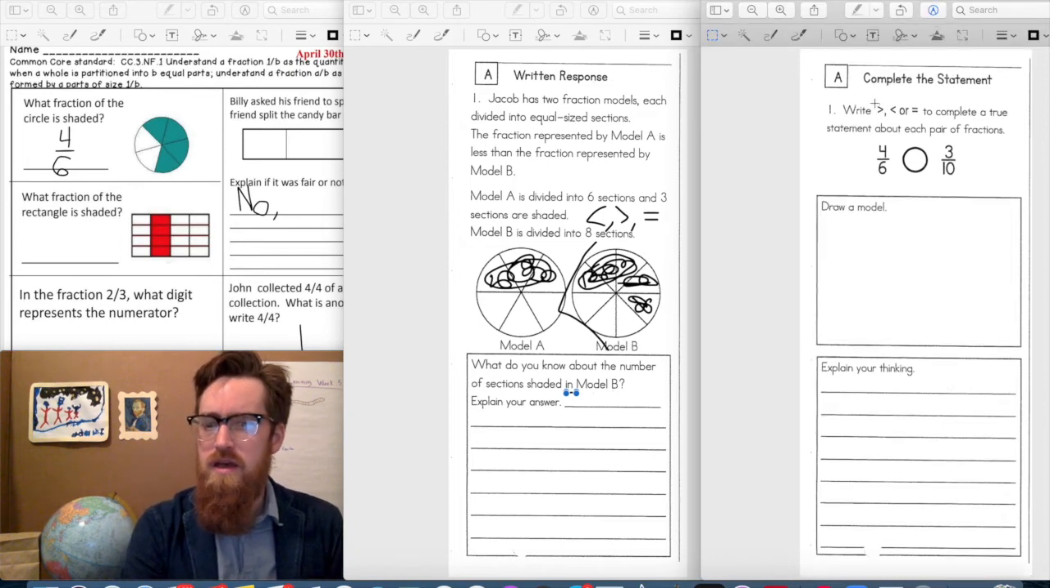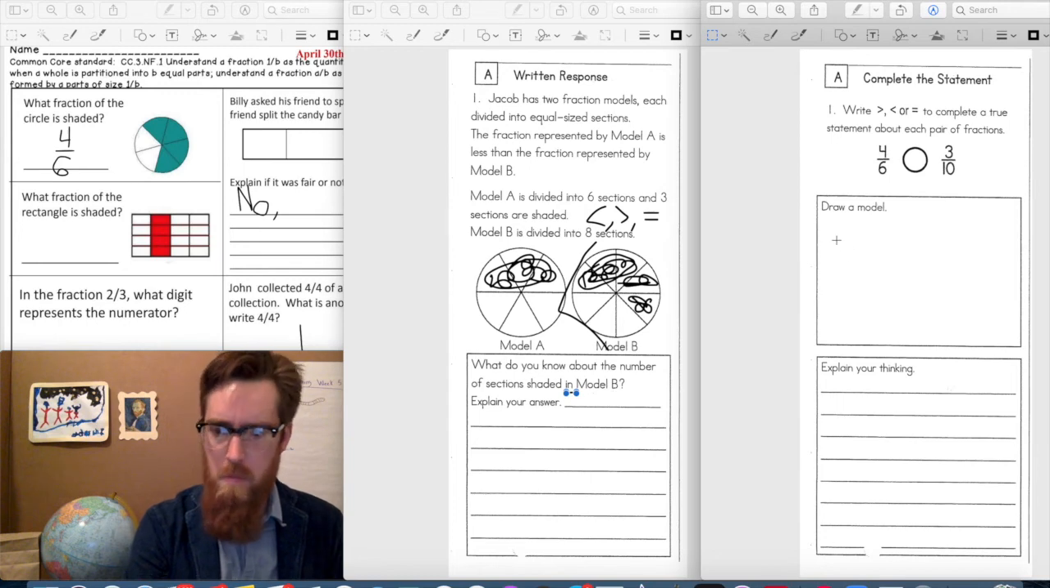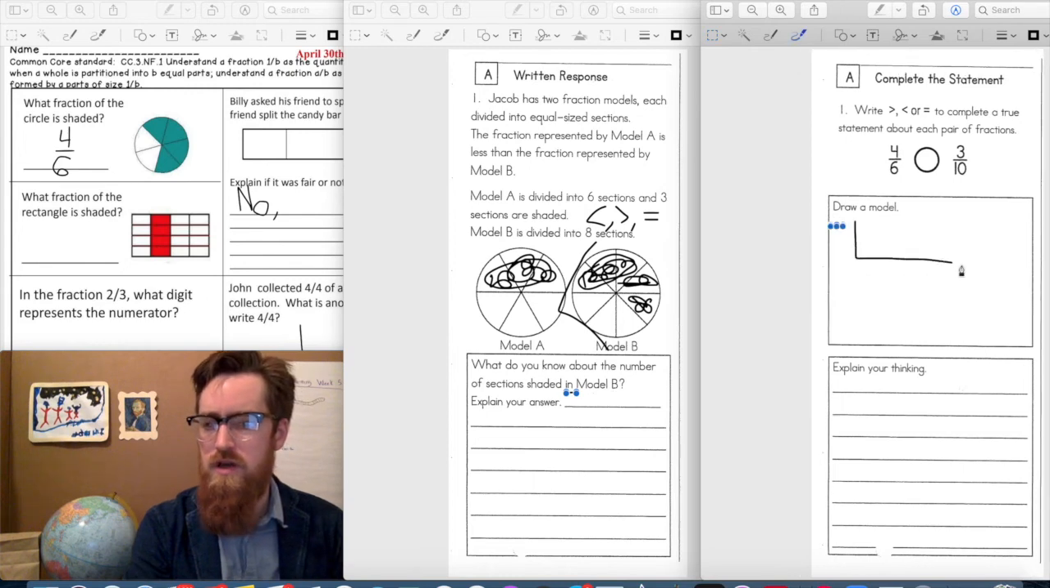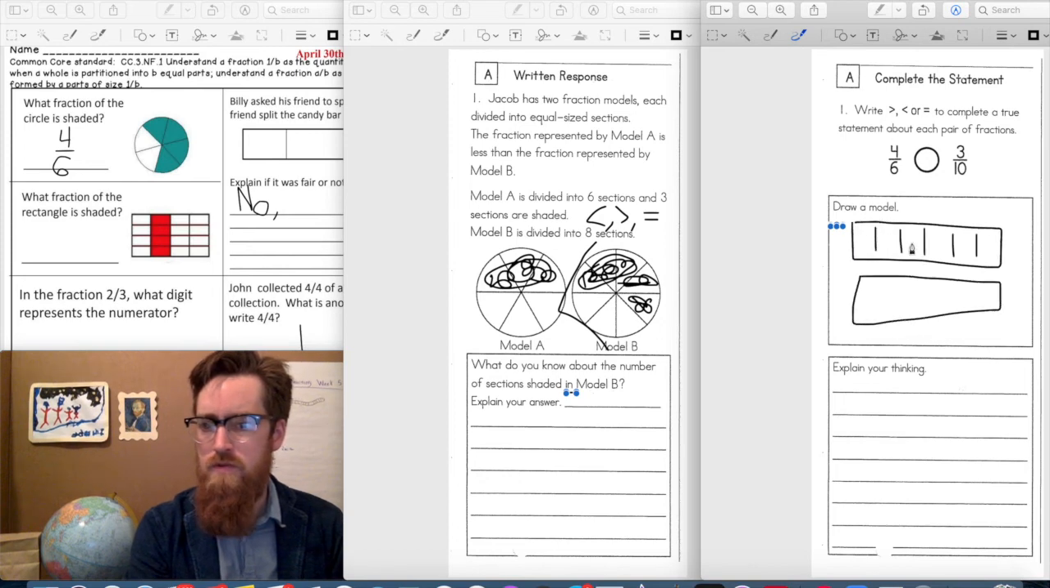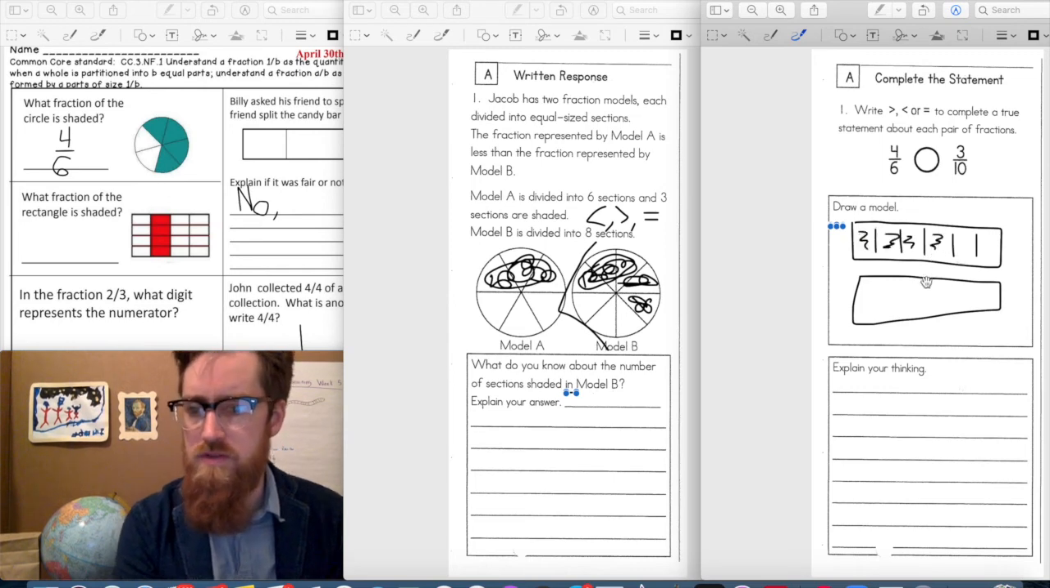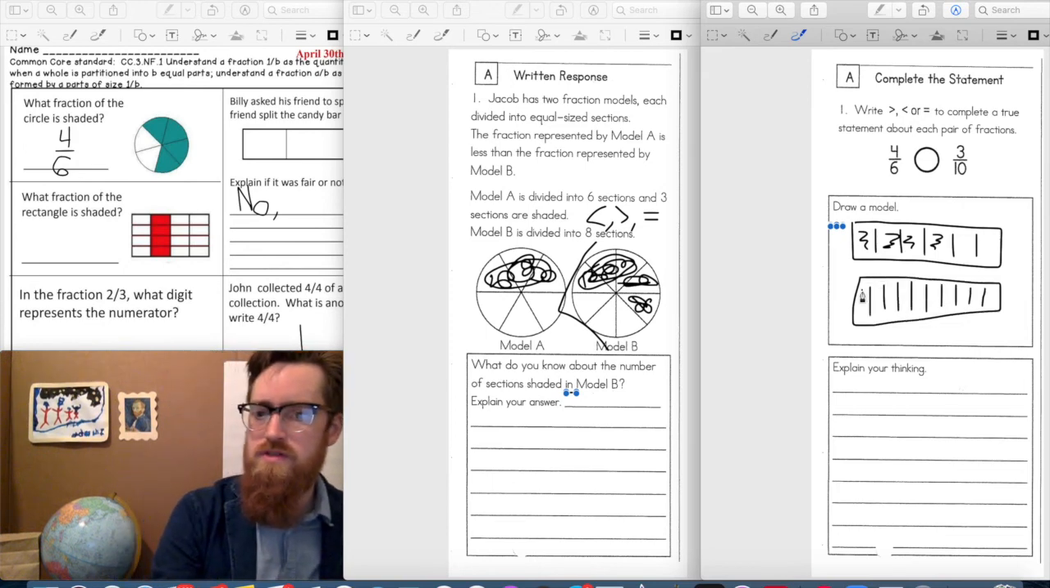Now let's look over at this one. Write greater than, less than, or equal to, to complete a true statement about each pair of fractions. 4/6 is what to 3/10? The first thing we want to do is draw a model. You could draw a circle, or a square, or a rectangle. I'm going to draw two rectangles. 1, 2, 3, 4, 5, 6, and 4 of those are shaded in. Now this one is divided into 10 sections, and 3 of these are shaded in.